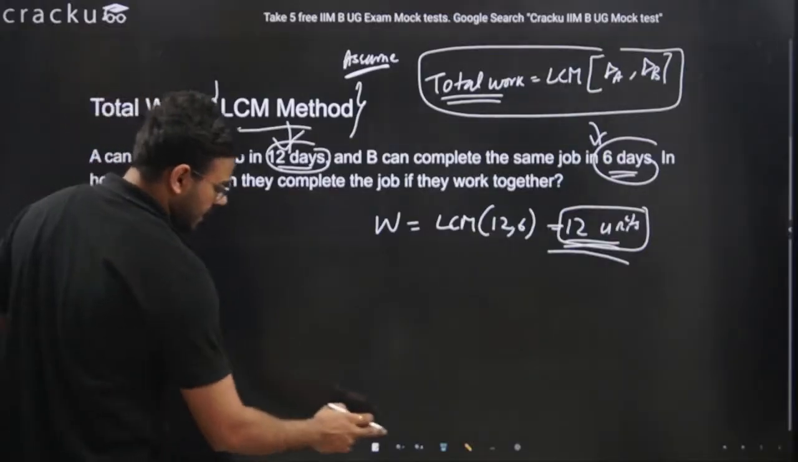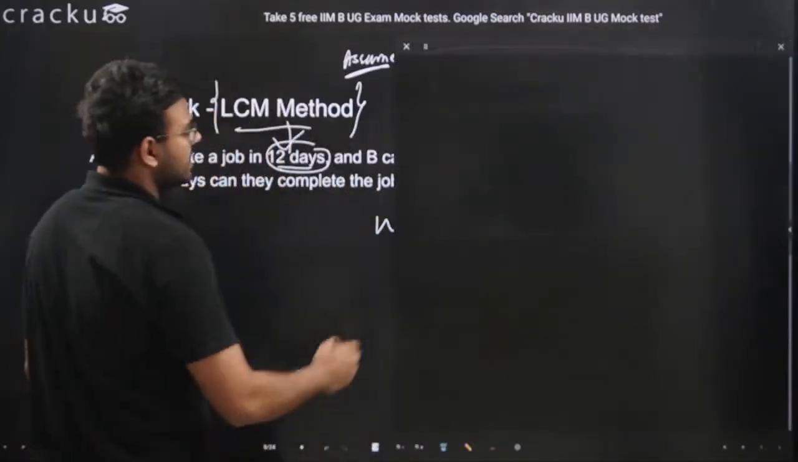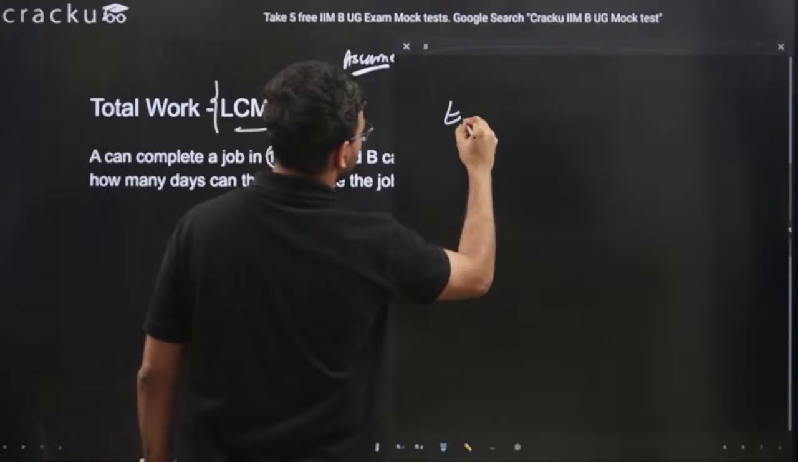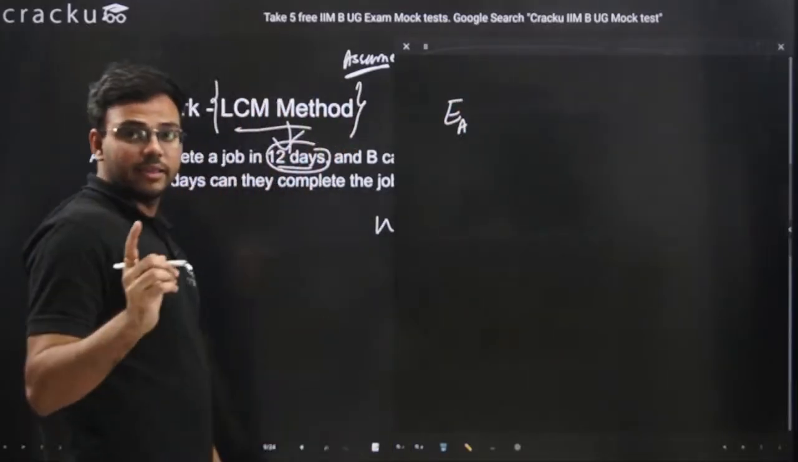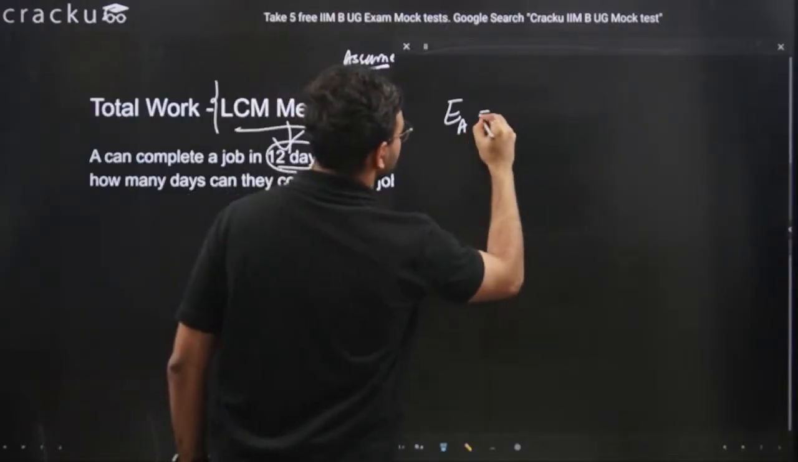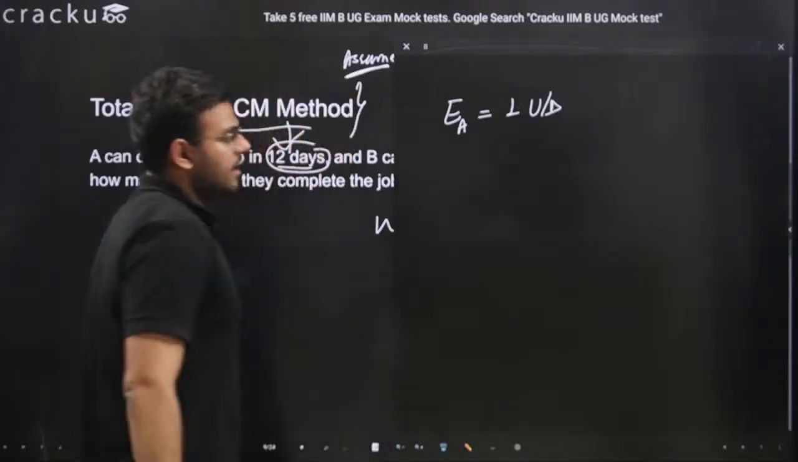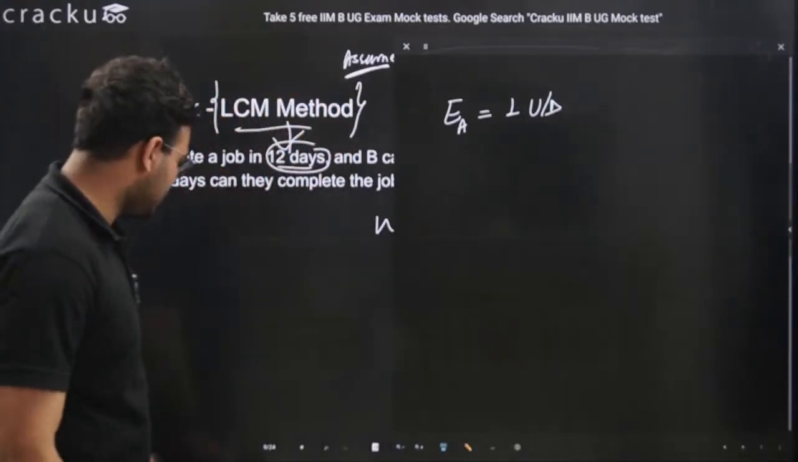So the efficiency of A, that is EA: A is taking 12 days to do 12 units of work. So the efficiency of A is 1 unit per day. Efficiency of A is 1 unit per day.